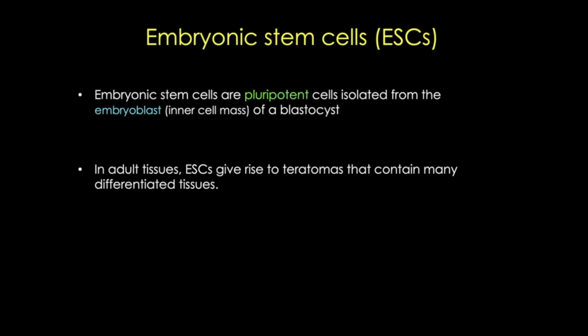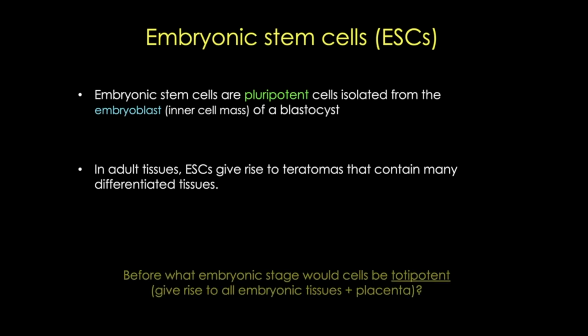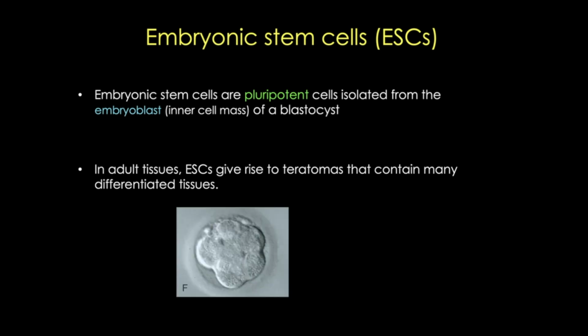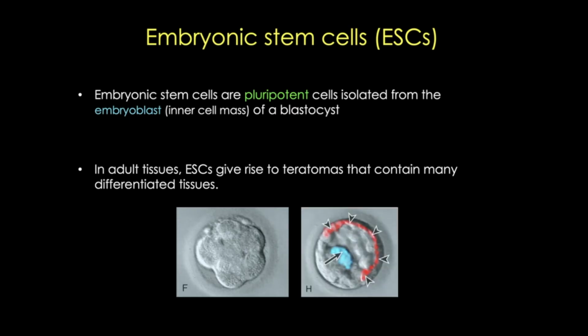Now, based upon what you've just learned, before what embryonic stage would cells be totipotent? Meaning, when could they give rise to both the embryo and placental tissues? Well, if you said morula, you'd be correct, because it's at the blastocyst stage that we begin to see the first lineage restriction. Remember those first 2 distinct tissue types.